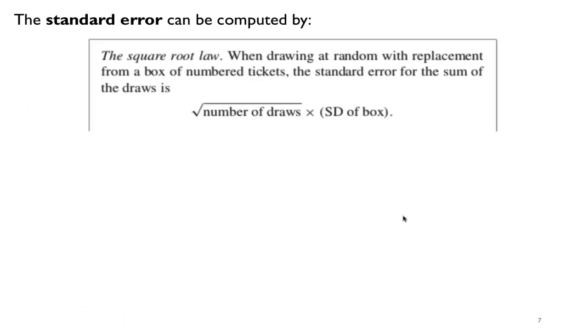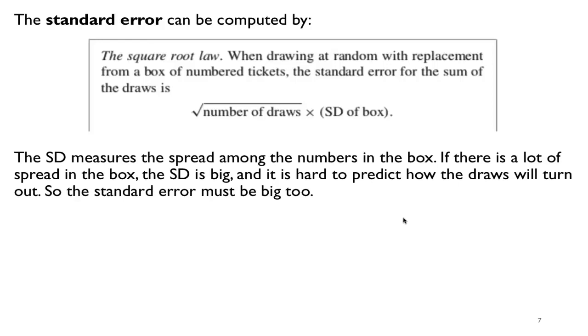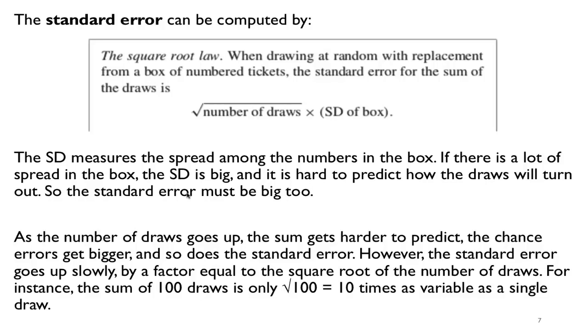So here's how you measure the standard error. It's called the square root law. The standard error of the sum of draws is the square root of the number of draws times the SD of the box. This should make sense intuitively, because the bigger the SD, which means the bigger the spread of the numbers in the box, the harder it is to predict the sum of the draws, so the bigger the standard error would be. In the same way, as the number of draws goes up, the sum also has a bigger range, and therefore it'll be harder to predict the sum. That's why the error is based on both the number of draws and the SD of the box.